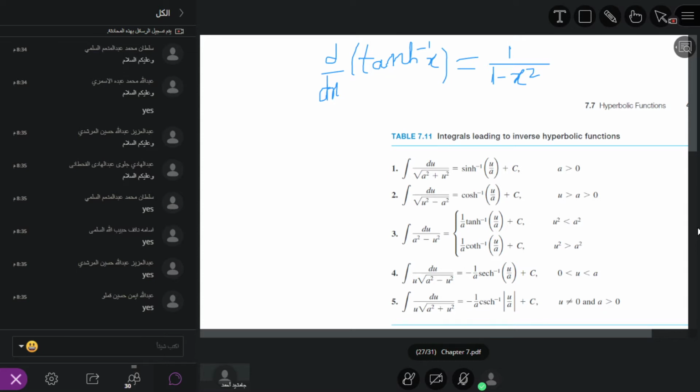So here you can see the integral of 1 divided by a square minus u square is equal to 1 over a tan hyperbolic inverse u over a plus constant. So in the above question, if we take a equal to 1, then the integral of 1 over 1 minus x square is equal to tan hyperbolic inverse x, and x square is less than 1.